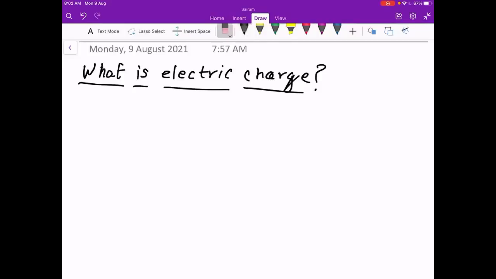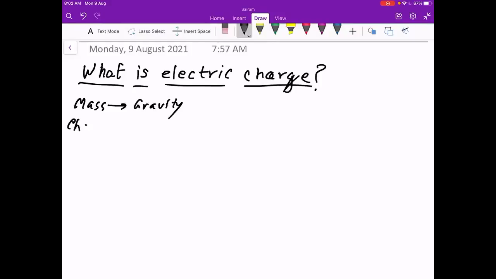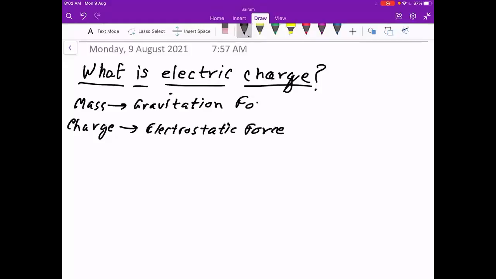So mass goes to gravity and charge goes to, or vice versa, electrostatic force. I should write this even better: gravitational force versus electrostatic force.